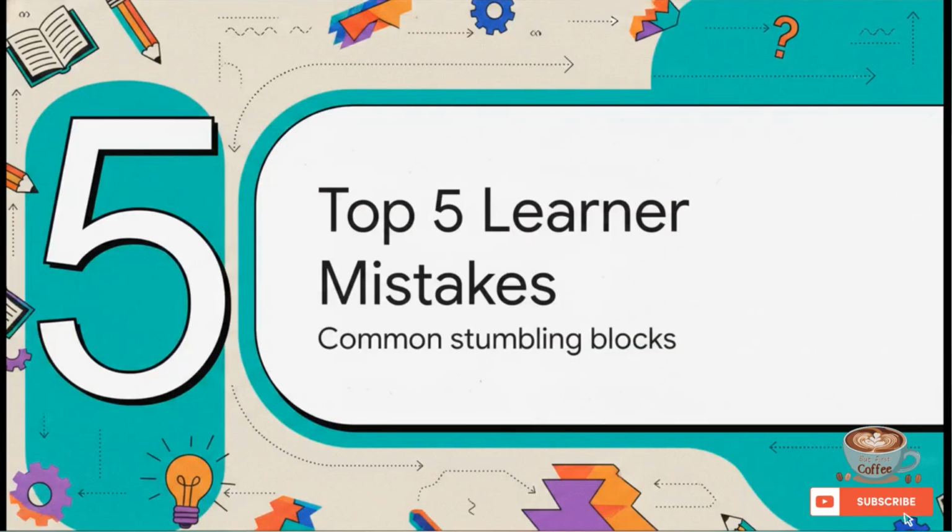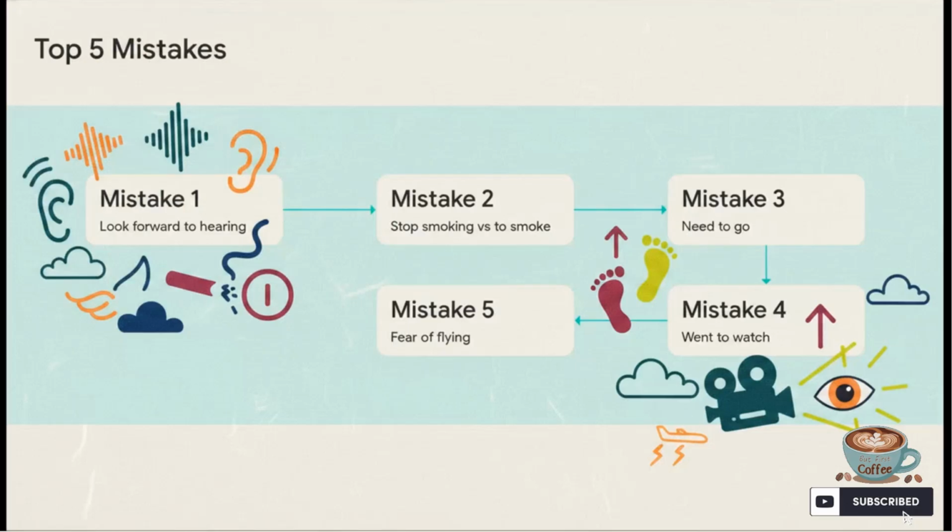Section 5. Top 5 learner mistakes. As a teacher, I hear a lot of the same questions and areas of confusion. So let's count down the top 5 mistakes learners make and fix them right now. Mistake number 1, saying, I look forward to hear. The phrase look forward to actually ends in a preposition, so it absolutely must trigger the gerund, I look forward to hearing.